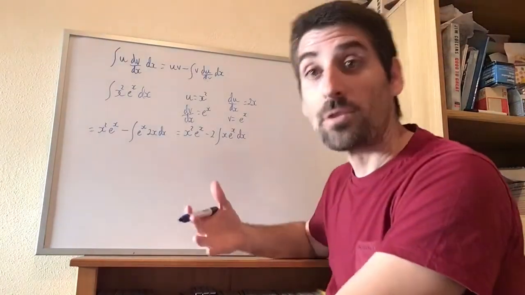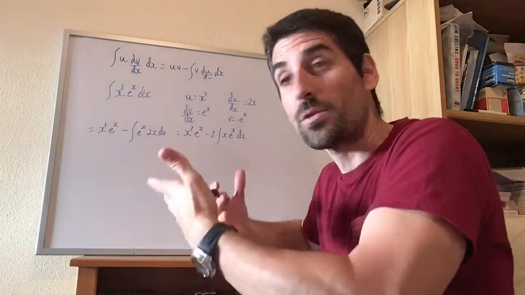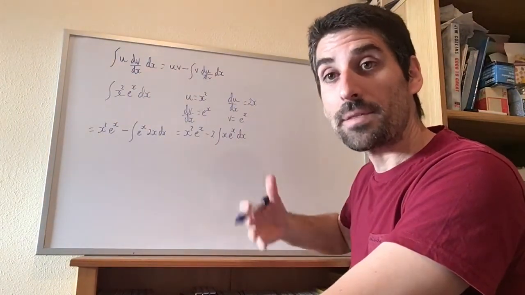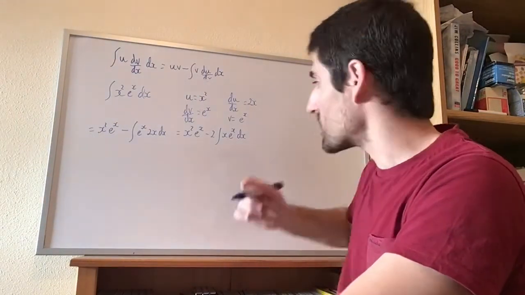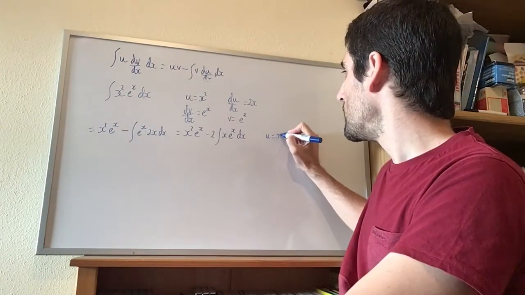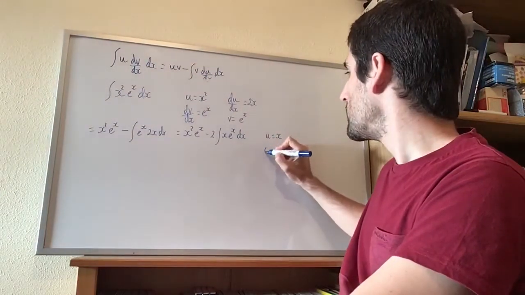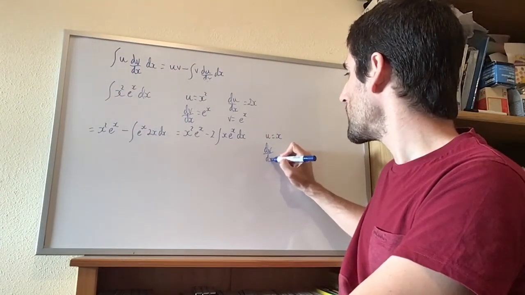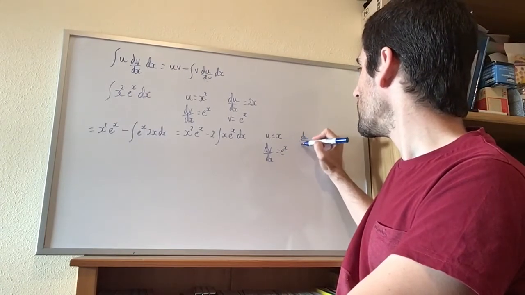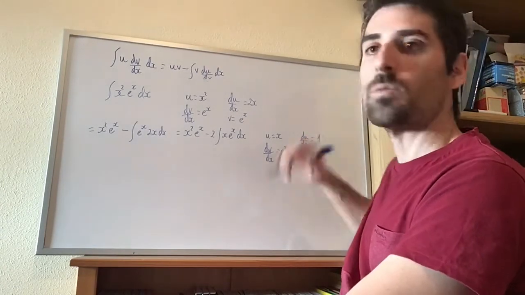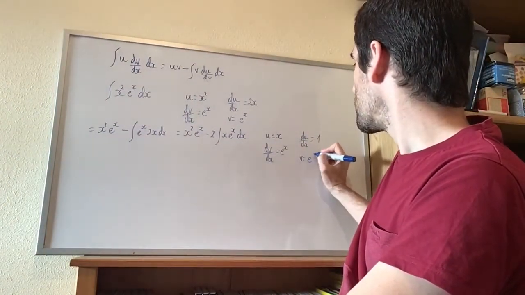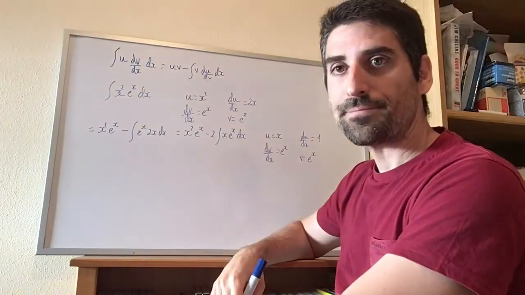So we're going to have to do it again. You need to recognize that you're going to have to do it again. Same story as before. U is going to be my power of x, dv over dx is going to be the exponential. So do again. U is x, dv over dx is e to the x, which means that du over dx is 1, which is quite nice, and v is still e to the x.